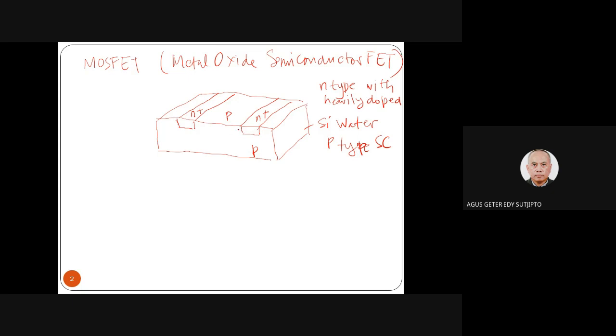Then we can apply an electric field, or we can apply voltage. The electric field, so the name is field effect transistor. Right? So the electric field is applied, then the electron can move. Electron or hole can move, so then we can have the electric current, or the flow of electron.